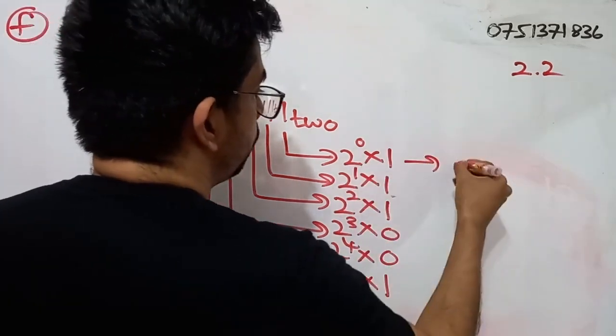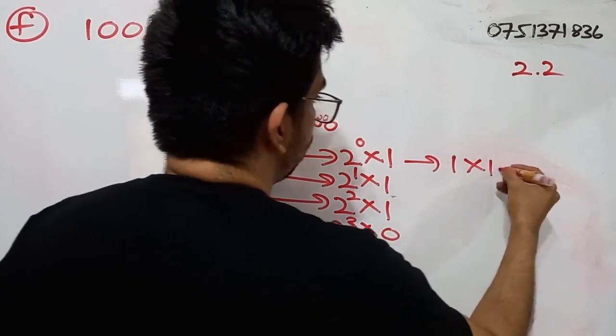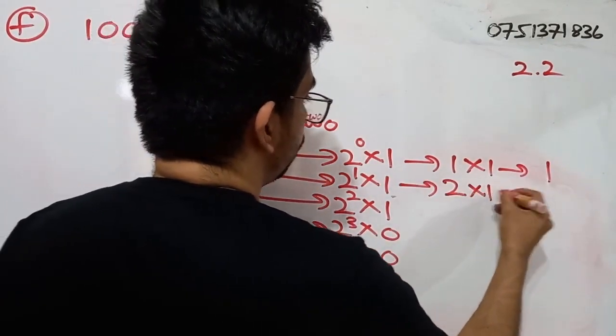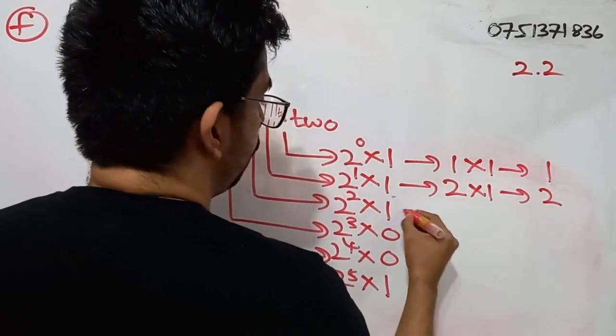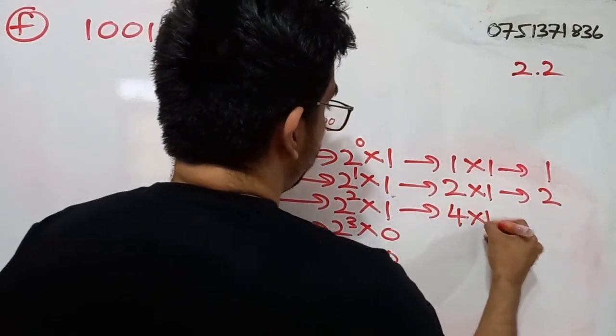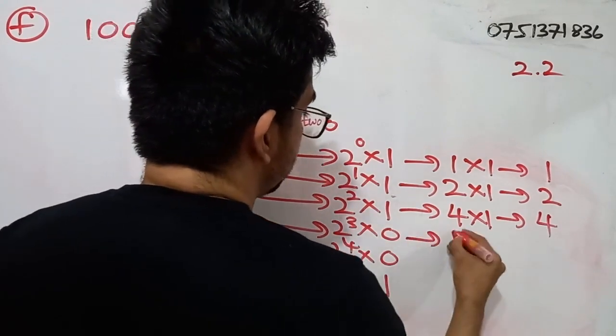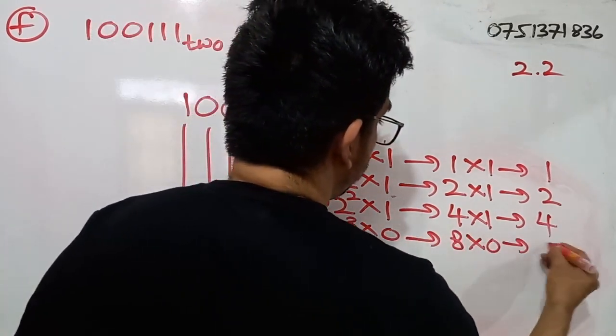So 2 to the power 0, that is 1. 1 into 1, what do we get? 1. 2 to the power 1, that is 2. 2 into 1, we get 2. 2 to the power 2, that is 4. 4 into 1, we get 4. 2 to the power 3, that is 8. 8 into 0, we get 0.